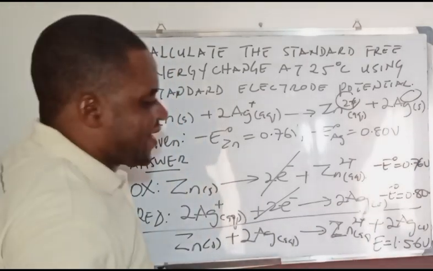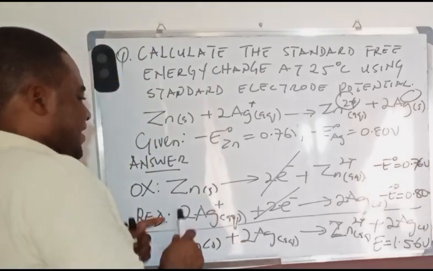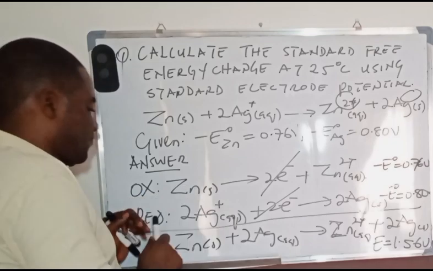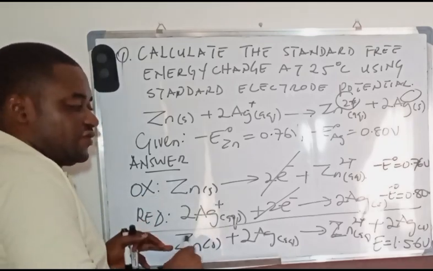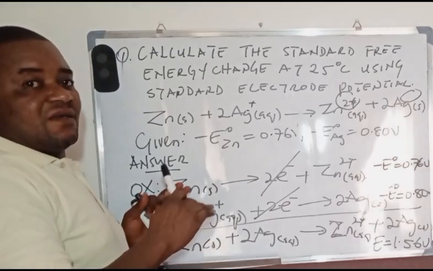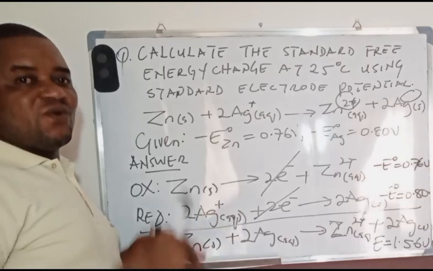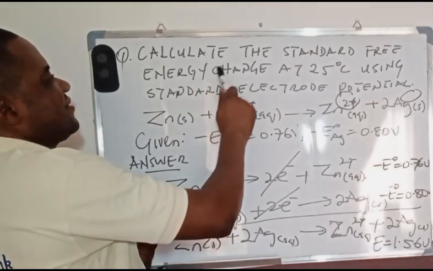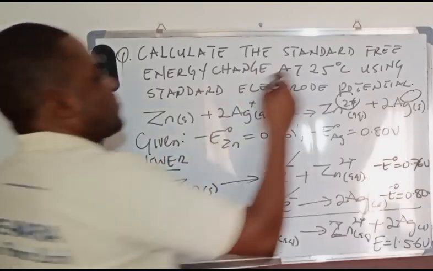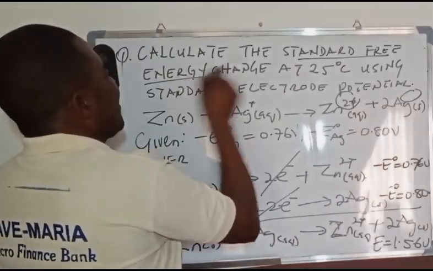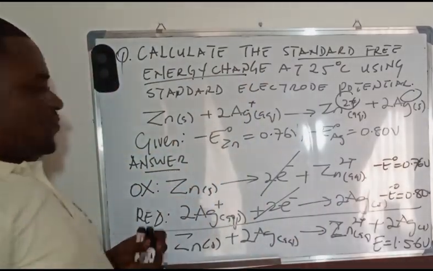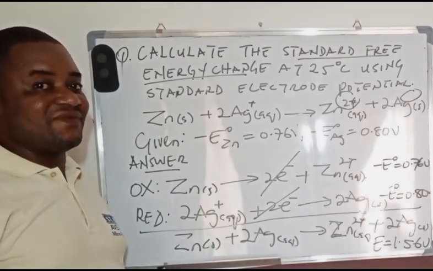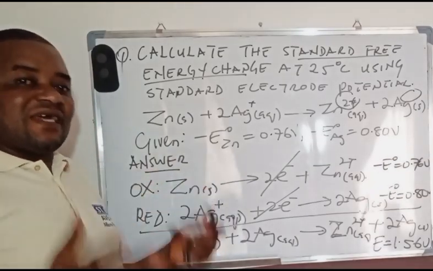1.56 volts. Alright, now we have been able to get the oxidation reaction, the half cell equation for the oxidation, for the reduction, and the total overall equation for this particular reaction. We will now do what? Calculate the what? The standard free energy. We will now calculate the standard free energy change. Without you being able to get this, you will not be able to calculate the standard free energy change. So we now calculate standard free energy change.